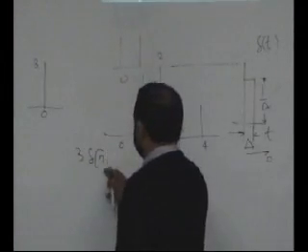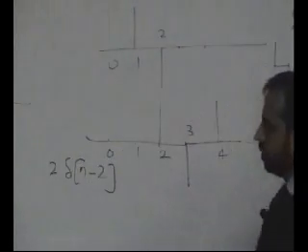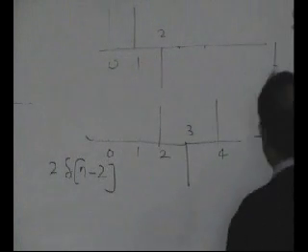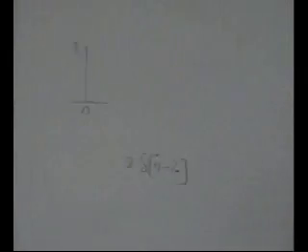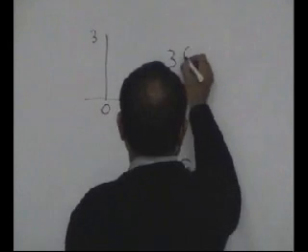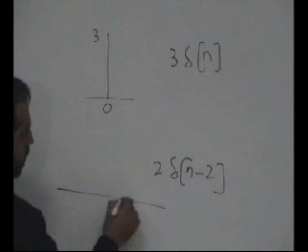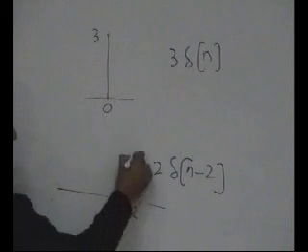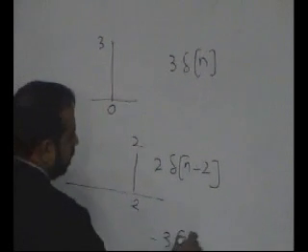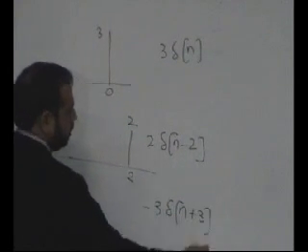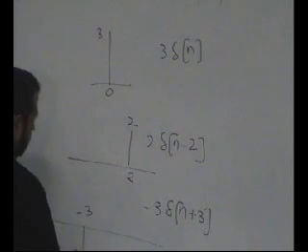Similarly, if I ask you what is 2 delta of n minus 2, it is a signal at 2 with magnitude 2. What is minus 3 delta of n plus 3? This is at minus 3 and magnitude is minus 3.